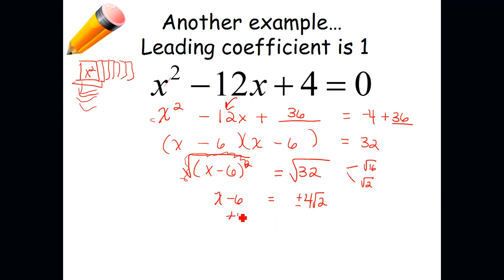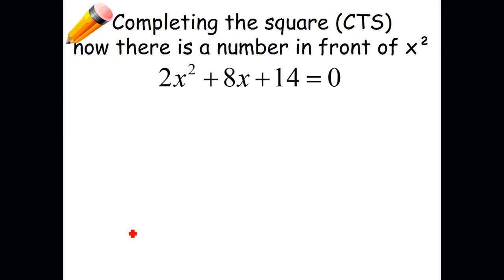So now I'm going to add 6 to this side, and I have x equals, and here you're going to leave this as 6 plus or minus 4 square roots of 2. And you can just leave your answer just like that. All right, last one, completing the square when there's a number in front of the x squared.